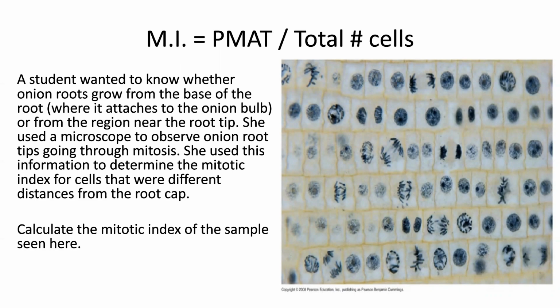And what you do then is put it into a table and compare. Areas that have higher mitotic index numbers are doing more mitosis. So in this example, the student calculated mitotic index and found that the rate was higher at the root tip. That means there is more mitosis occurring at the root tip, and so that's where most of the growth is coming from.